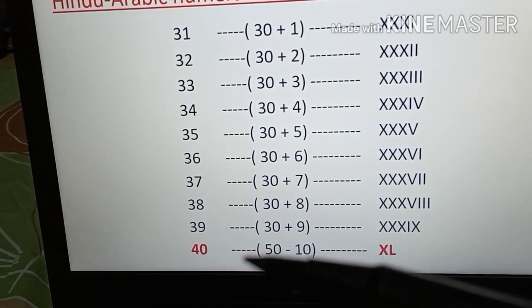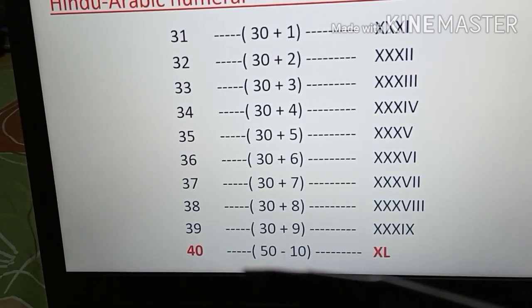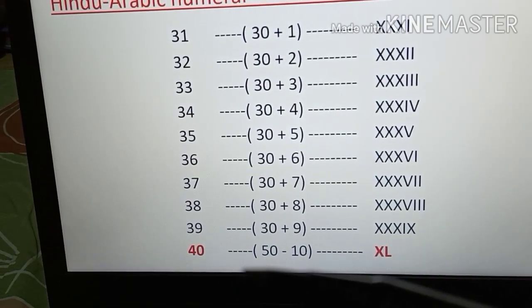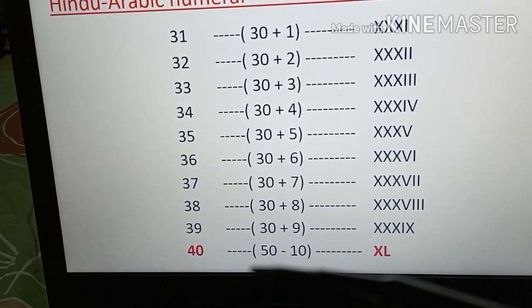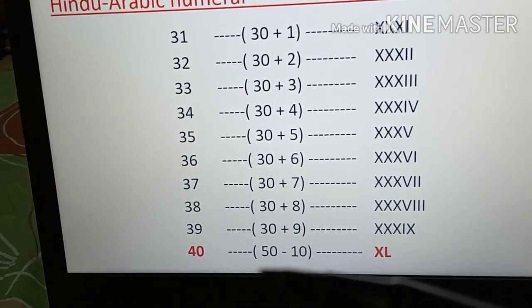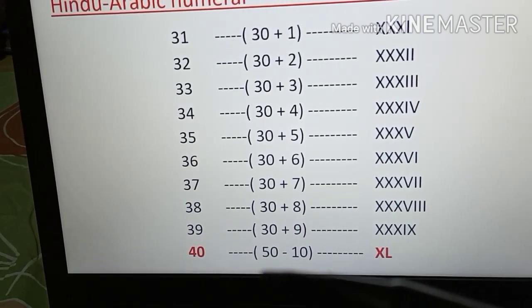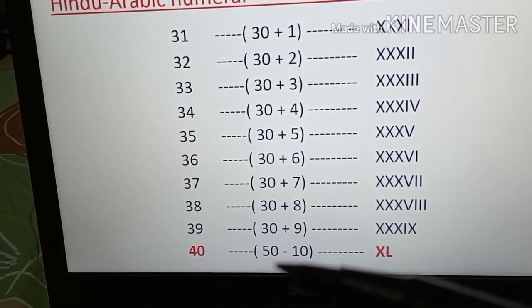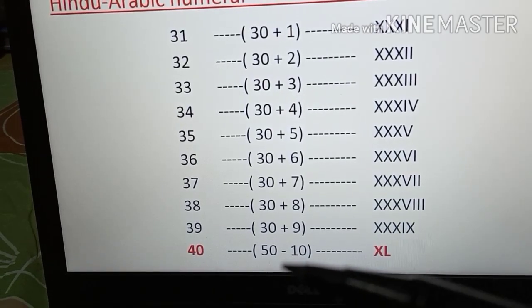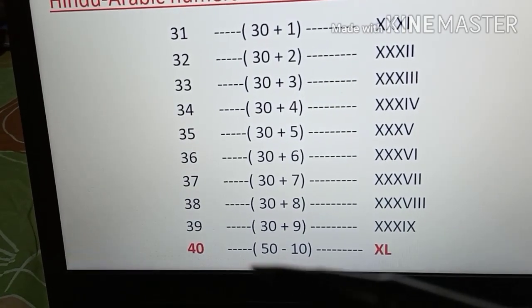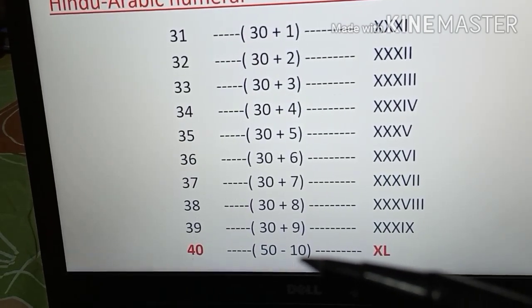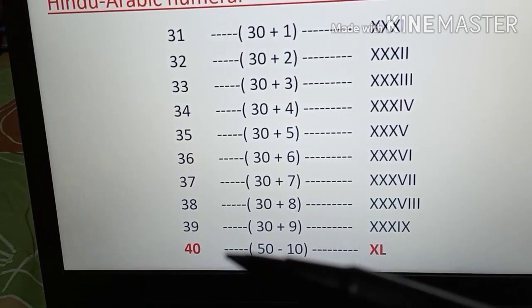Clear? Now children, if you remember the rules, for 40, if you want to write 4 times 10, that is 10 plus 10 plus 10 plus 10, so 4 times X you cannot write. Do you remember the rules? Yes. Maximum 3 times you can repeat X. So 4 times X you cannot write. So we represent 50 minus 10, that is 40.